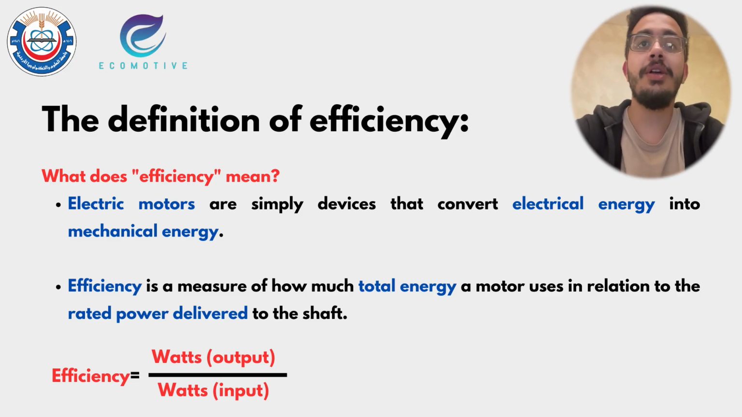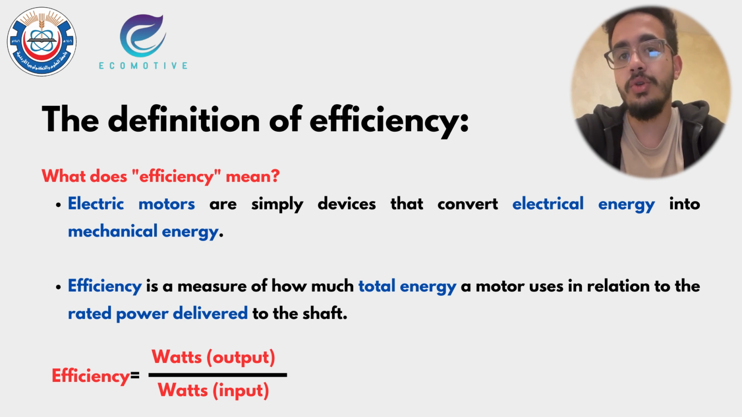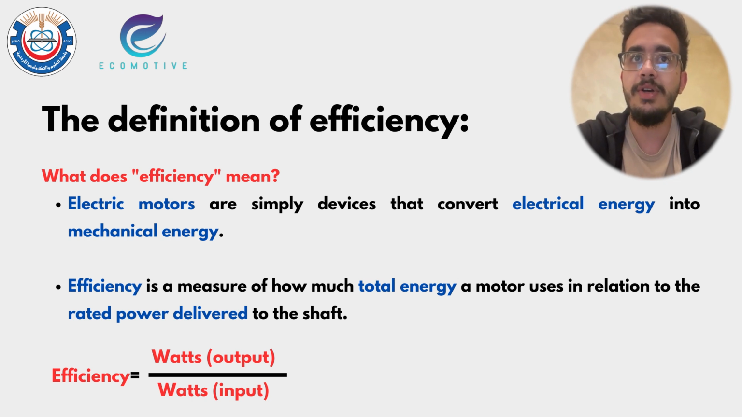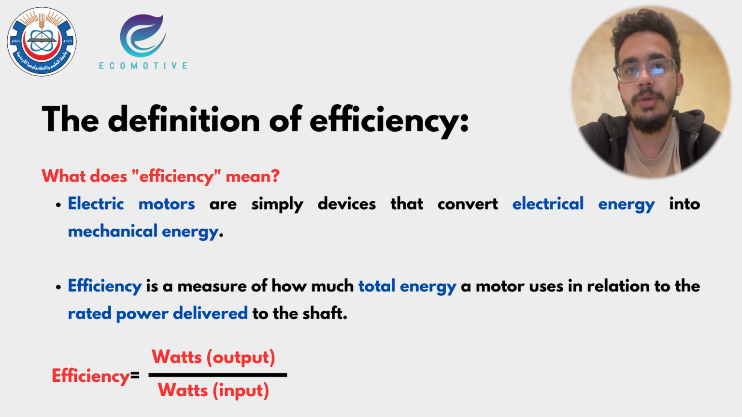We're going to start talking a little bit about the definition of efficiency and how it works. Efficiency is a measure of how much total energy a motor uses in relation to the rated power delivered to the shaft. For example, electric motors are simply devices that convert electrical energy into mechanical energy. Like all electromechanical equipment, motors consume some extra energy in order to make the conversion. As we can see here, efficiency is the output power we get divided by the input power we invested in the motor.